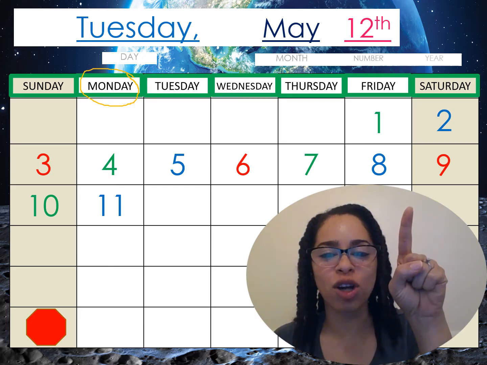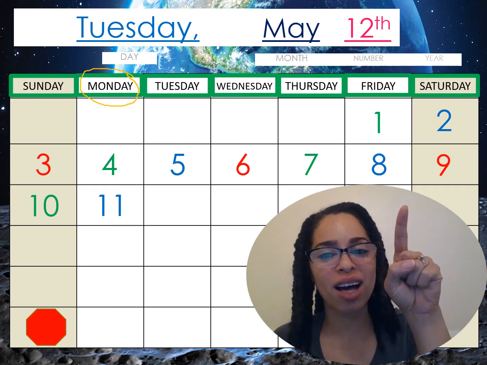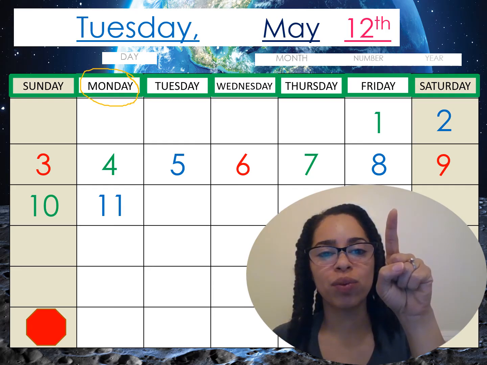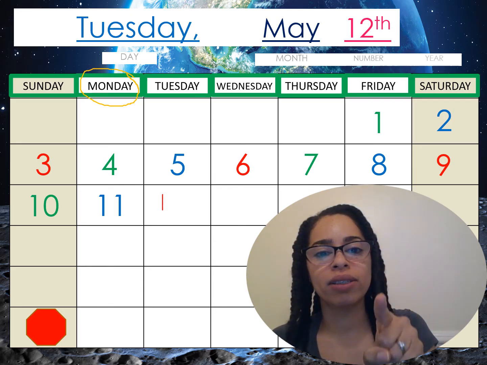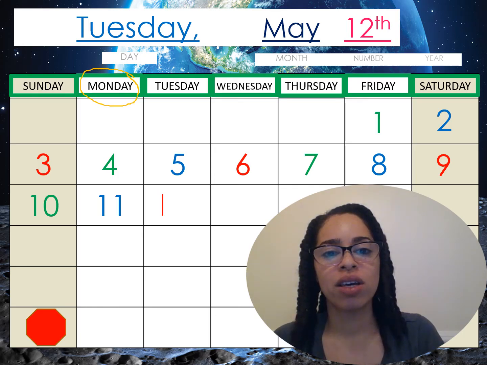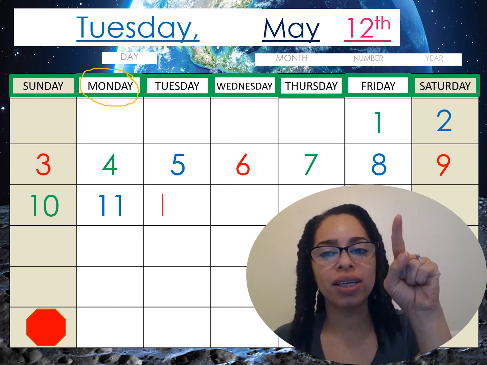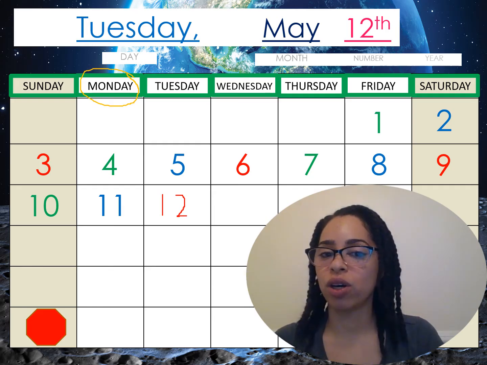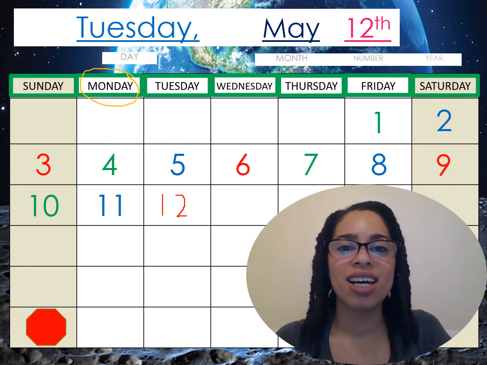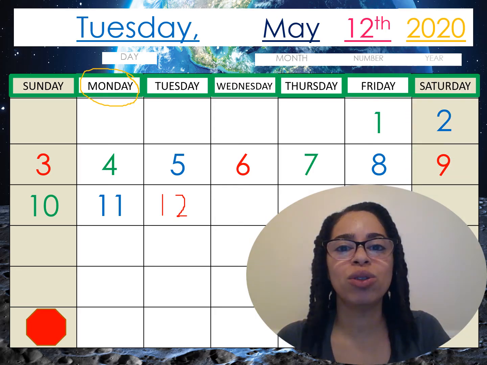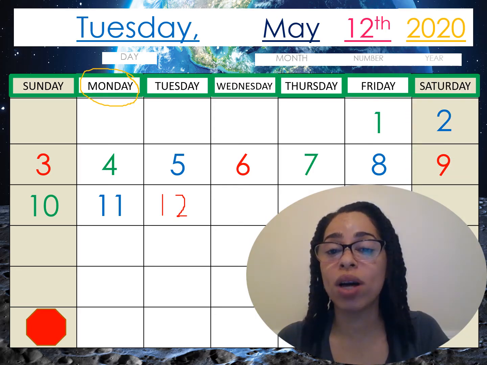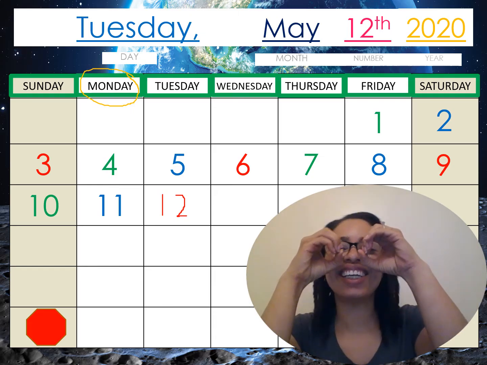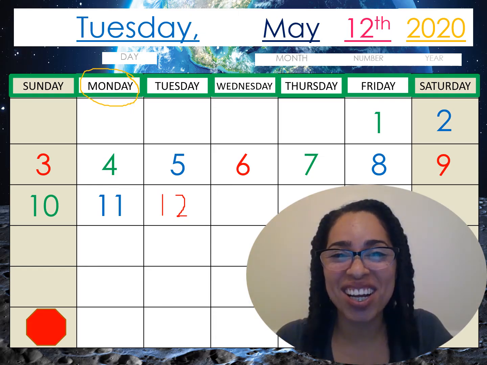Bing! Start at the top. We always start our numbers at the top and our letters. All right. To make the number 12, we have to first write a number 1. That's just a big line going down. Then we go back up to the top. Bing! And we make a big curve, followed by a little curve going across. Very good, guys. So we now know that today is Tuesday, May 12th, 2020. And that completes our calendar math.